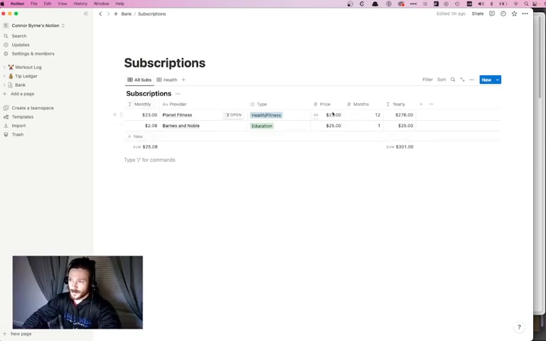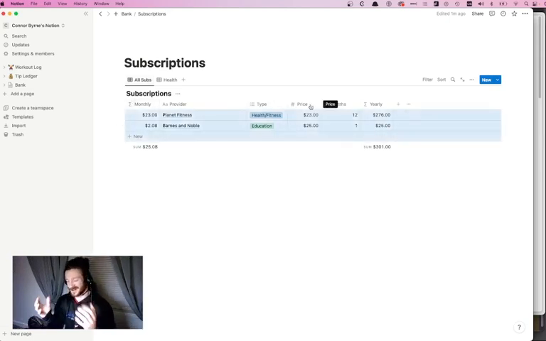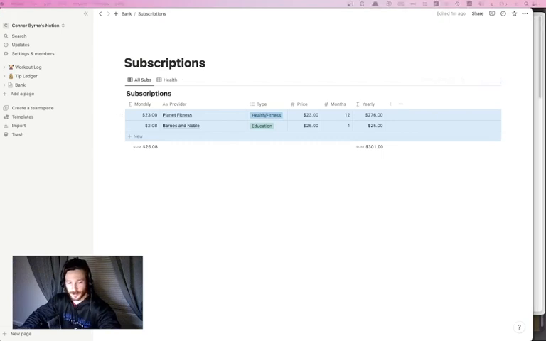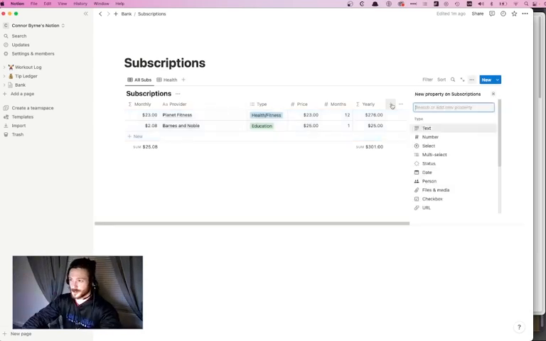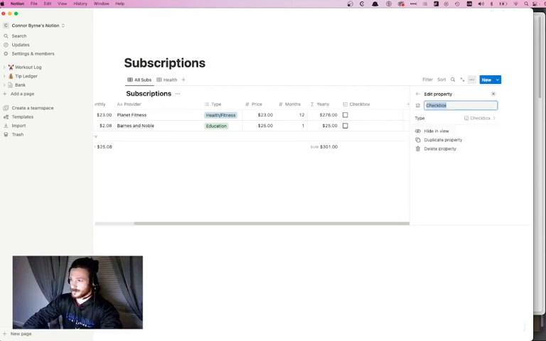Now, what differentiates this type of template from Rocket Mortgage or whatever is you could at least give some context to why you're actually subscribed to this program, and that just takes some advanced formulating, and this is what we're going to do. We're going to actually calculate the usefulness of a subscription in Notion. So I'm going to start by creating checkboxes, and we're going to call this one daily.